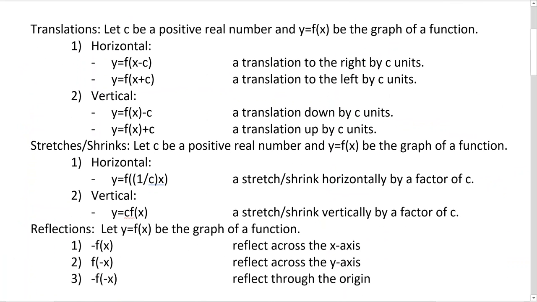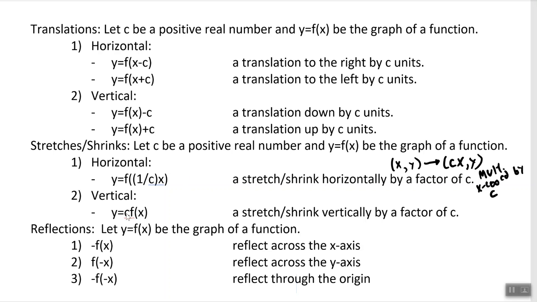The next type of transformation we can do is stretches and shrinks. And there's two types, and these are a little more complicated. So horizontal. If I have a number 1 divided by c that I'm multiplying an x by inside of my function, that means I'm going to stretch or shrink my function horizontally by a factor of c. So what that means is that you will want to multiply the x coordinates by c. So if we had a transformation like this and (x, y) was a point on our original graph, that point would move to (c times x, y).